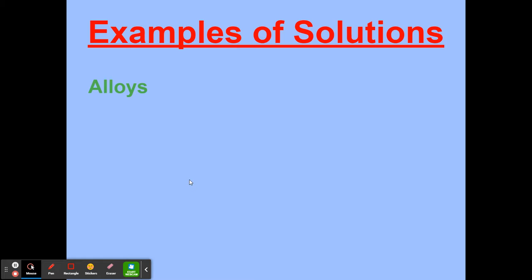Examples of solutions, some terms that we may or may not remember, and I just always want to point them out in this unit. First thing is an alloy. Alloys are mixtures of metals. All right, so they're solutions of metals, and they're mixed together for various reasons, whether it's strength or price or flexibility or rigidity or lack of corrosion or whatever it is.